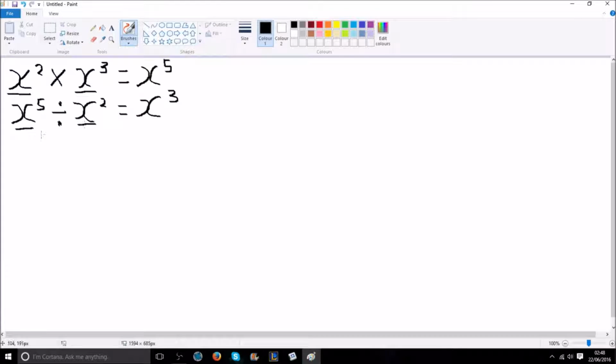Now it's really important you do 5 take away 2. Do not do it the other way. So don't do 2 take away 5. This is wrong. Yeah, do not do 2 take away 5. That's wrong, because this is minus 3. So what you want to do is you want to do the first number take away the second number. So these are 1 mark questions.